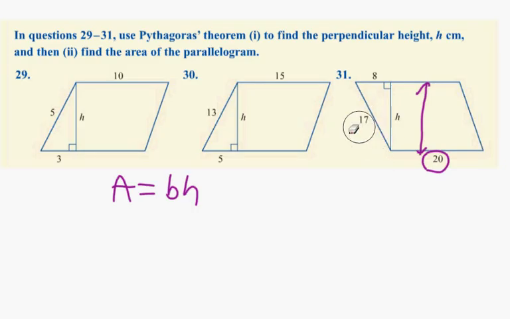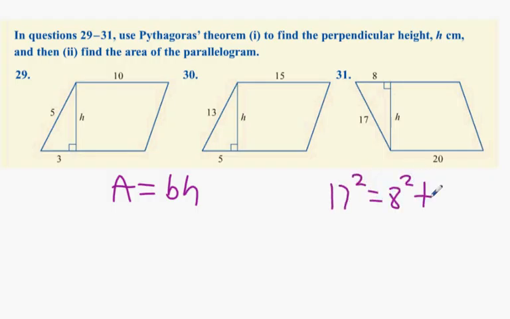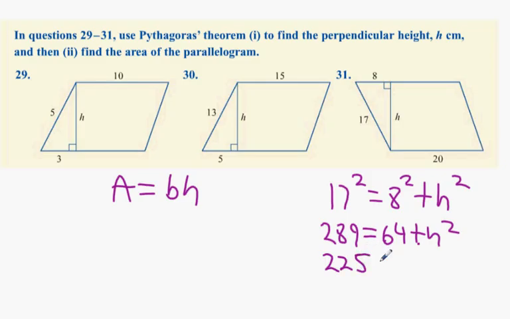Okay? So with that in mind, we're going to use Pythagoras' theorem, where we're going to say 17 squared equals 8 squared plus h squared. 289 equals 64 plus h squared. Take 64 away from 289, you get 225 equals h squared. I'm pretty sure that makes h equal to 15. Okay? Now you know that h is 15.